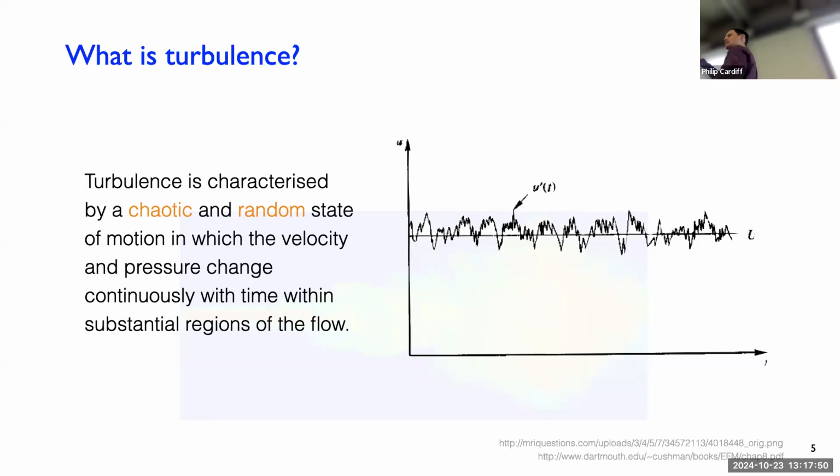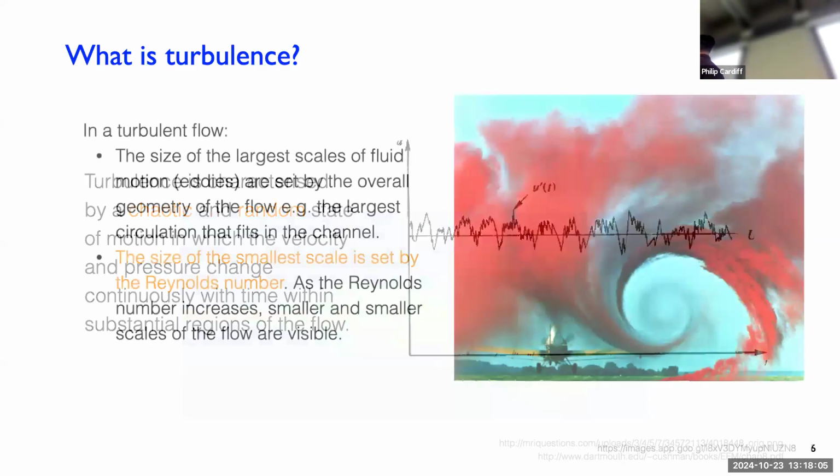So for example, in the vortex shedding assignment, I think last week, or the lab, that's laminar. You can have vortices that are kind of repeating and they follow a particular pattern. That's laminar. But if it's chaotic, then it's turbulent.